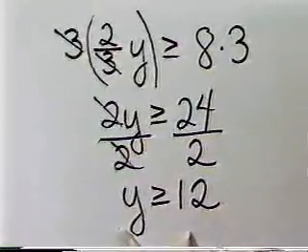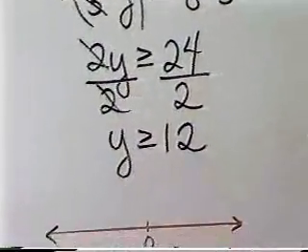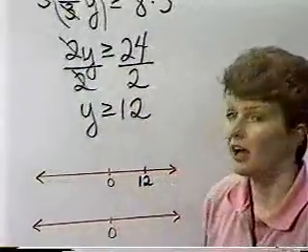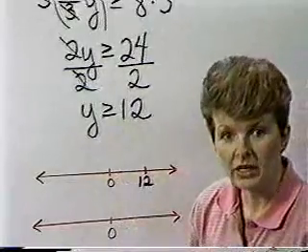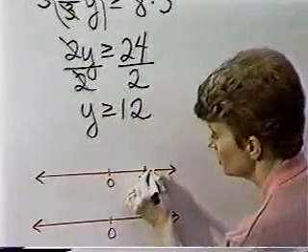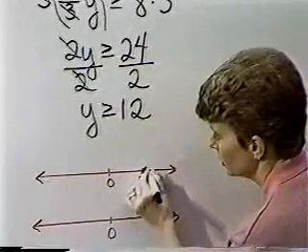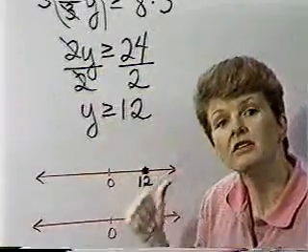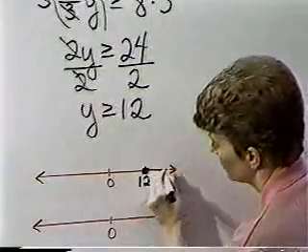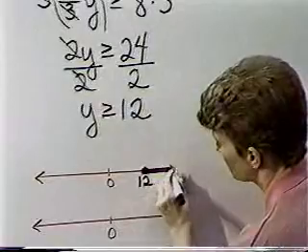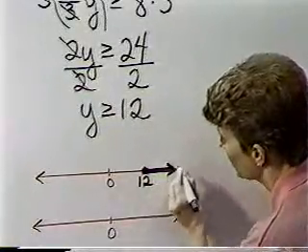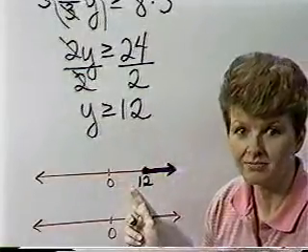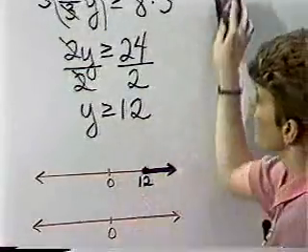Here's my solution. Let's now graph the solution. 12 is somewhere to the right of 0 on the number line. Greater than or equal to, that would mean a closed circle. So I'll place a closed circle on 12 on the number line, and then greater than or equal to, that means I'll shade to the right. So my solution is y greater than or equal to 12, and here's the graph of the solution. Let's look at another example.